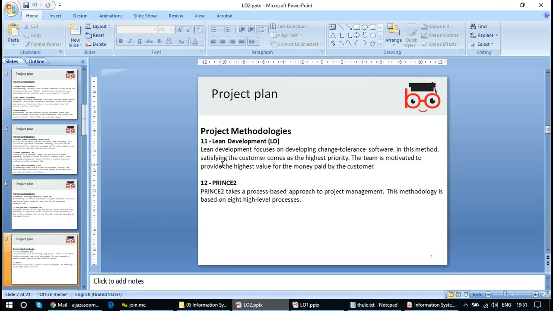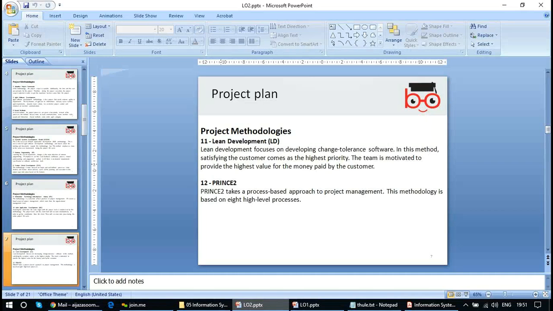Lean development focuses on developing change-tolerant software. So in this method, satisfying the customer comes as the highest priority, right? So maybe your boss would say that the client is always right. The customer is always right. Have you heard about it? Yes, the customer is always right. That's what they say. So maybe lean development is that methodology. Whatever the customer says, you do it. Yeah, that's it.